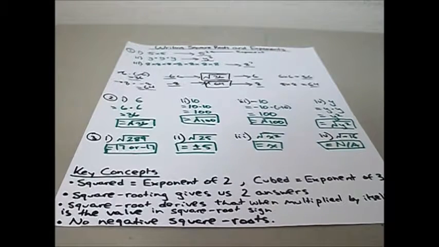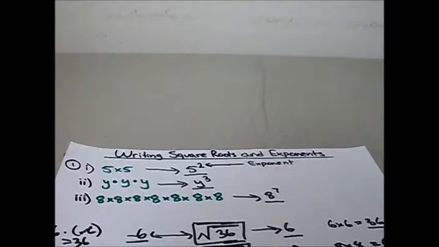Now let me just go over some key concepts on this lesson. Squared means exponent of 2, and cubed means exponent of 3. That is important for communication purposes. And second, square rooting gives us two answers, one negative and one positive. So as we learned, the square root of 100 is 10 or negative 10. When a number is multiplied by itself, it is the value in the square root sign. And there is no such thing as negative square roots. That's invalid.